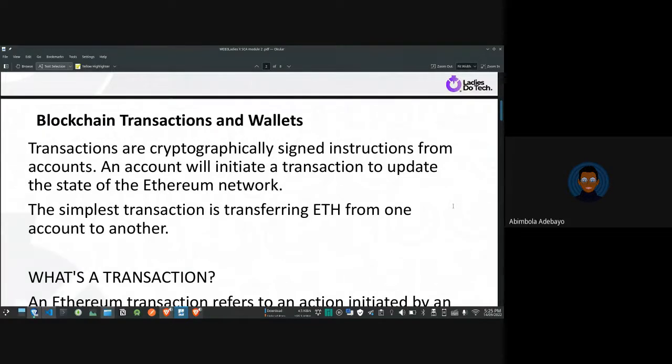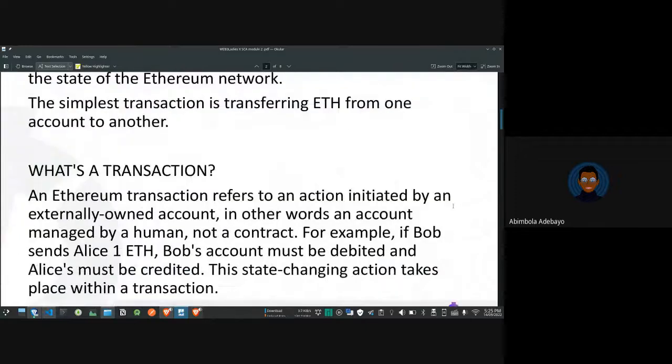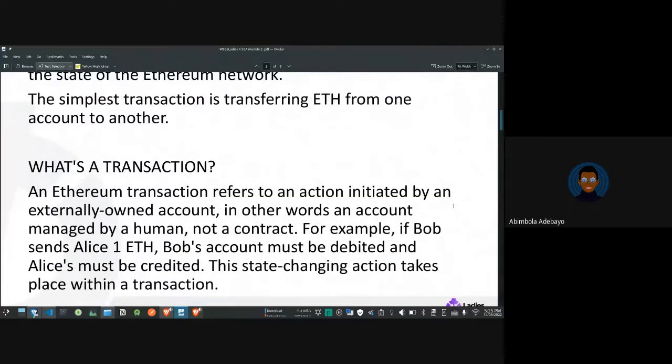So basically, what are these transactions? These transactions are actions initiated by an externally owned account, from what I've explained now. In other words, an account managed by a human. These are not accounts controlled by code.